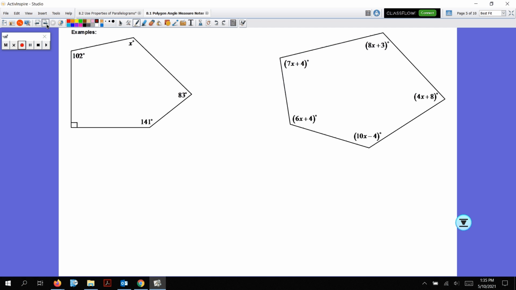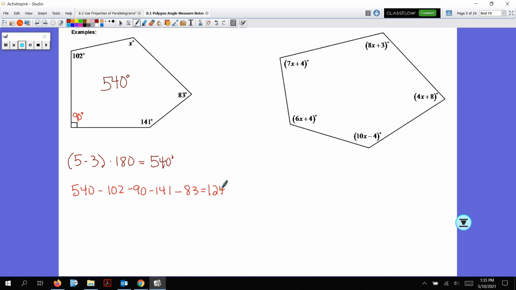Now let's look at some examples here, okay? First off, let's figure out what the sum is. I have 1, 2, 3, 4, 5 sides. 5 minus 2 times 180 is, what is that? It is 540 degrees. So the interior sum is 540 degrees. Do not forget this little box here. This little box represents an angle measure, 90 degrees. So 540 minus 102 minus 90 minus 141 minus 83 equals 124. So that x is 124 degrees.